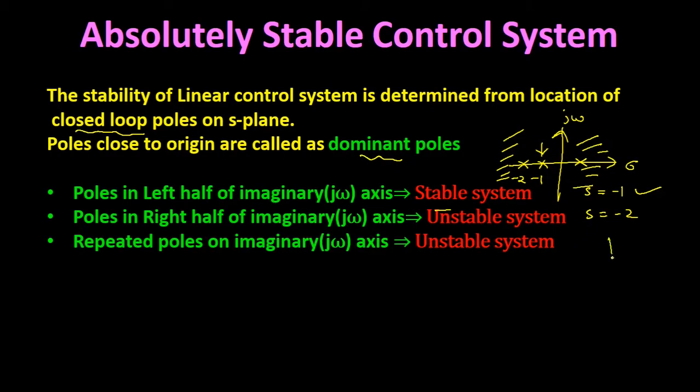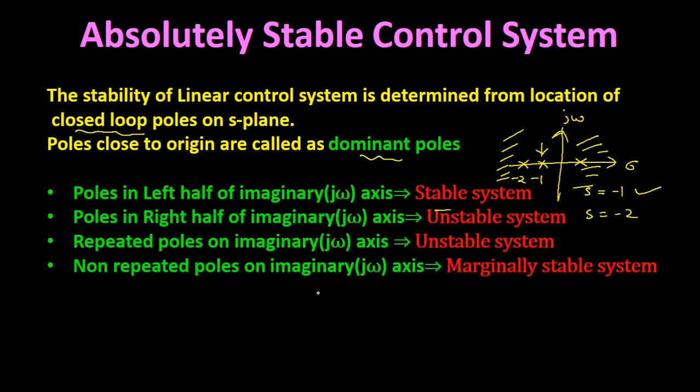Next point is repeated poles on the imaginary axis make the system unstable. Means if this is the j omega axis, and if there are repeated poles on the j omega axis, means two poles at the same point, then the system becomes unstable. But when non-repeated poles exist on the imaginary axis, then the system will be marginally stable. For example, non-repeated poles means one pole is here and one pole is here. They are not repeated at only one point. So this type of poles are called as non-repeated poles. If non-repeated poles are there on the j omega axis, then that type of system is called as marginally stable system or critically stable system.